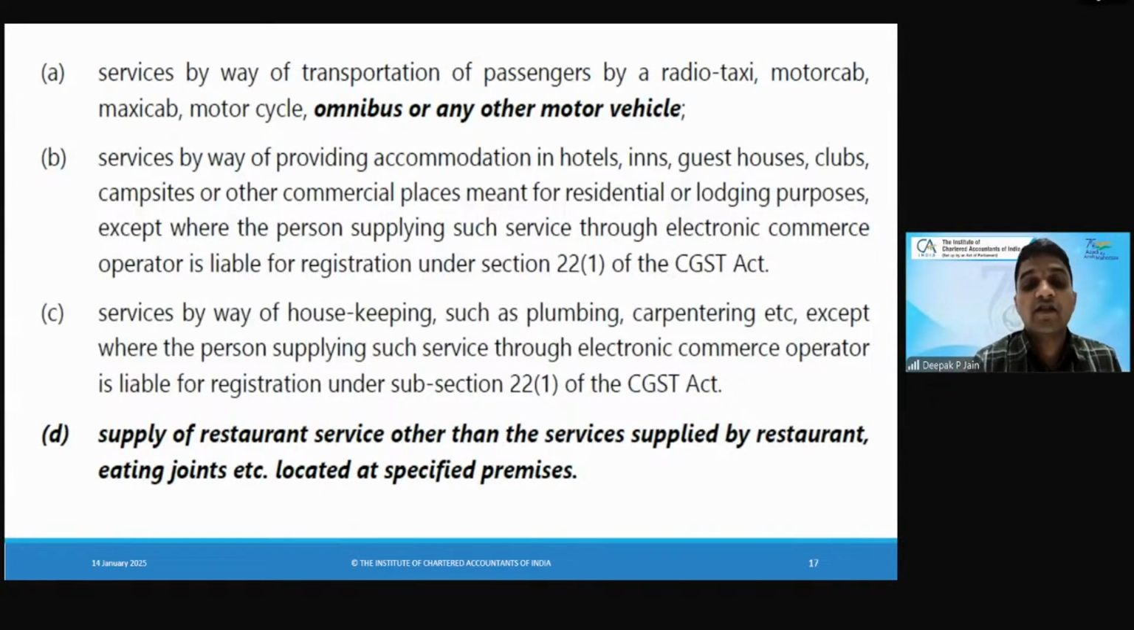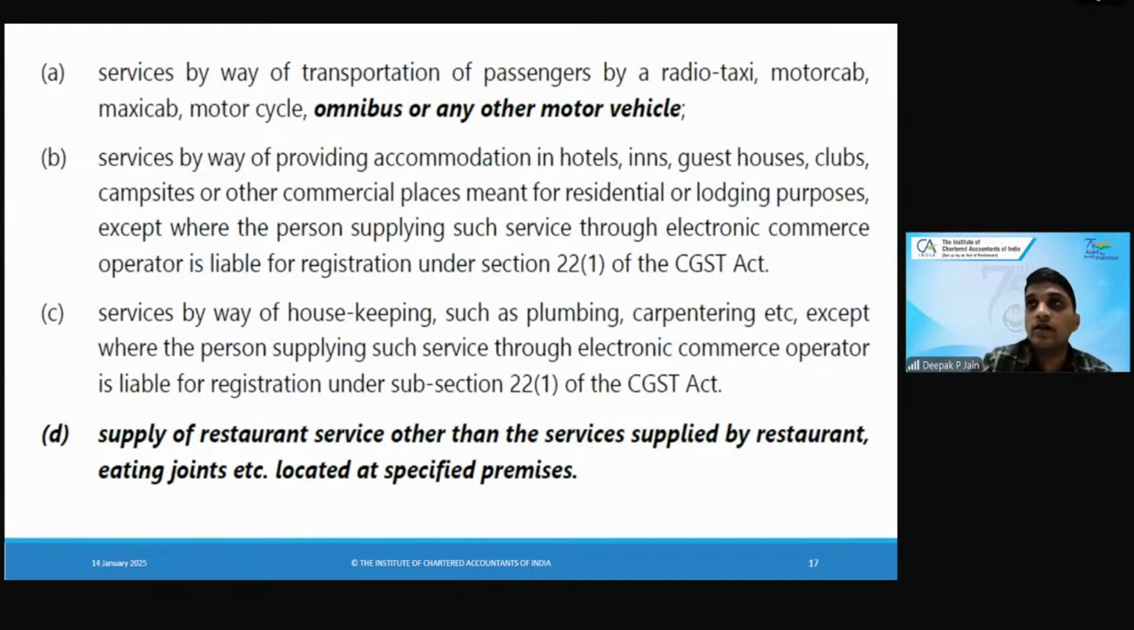First case, when you're using a radio taxi, motor cab, meaning which service is that? When you're using an Uber or Ola, right? And the cab fellow, he is the supplier, you are the recipient. General scenario, who has to pay the tax? The supplier, cab operator. But the government knows that the cab operators will not pay. And we have an organized system called cab aggregators. So these Ola, Uber, Rapido, whoever are these cab aggregators, they will pay the tax on behalf of the supplier.